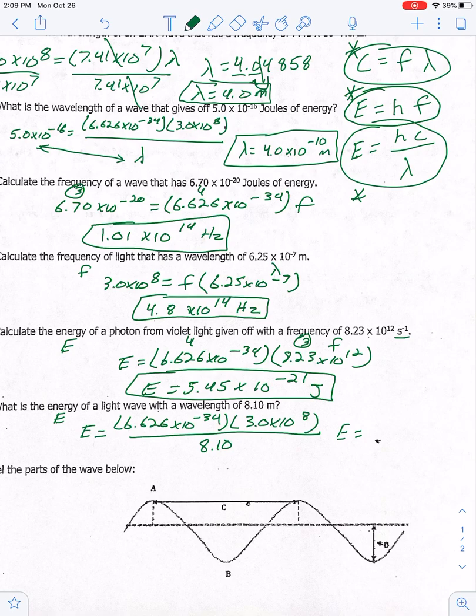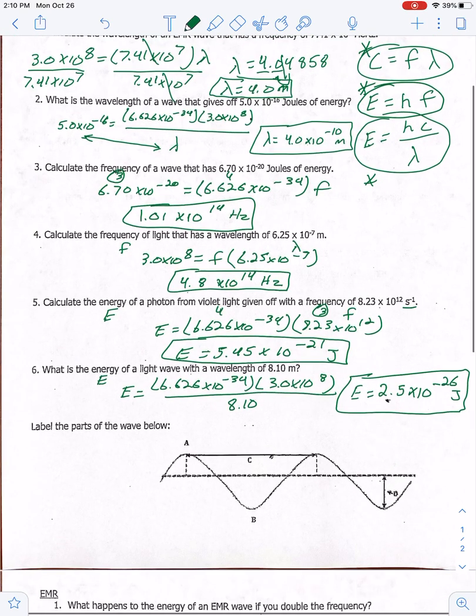Okay, so I have 4 sig figs for my H, I have 2 for my C, and then I have 3 on the bottom, so my answer can only have 2. So my answer, we got 2.5 times 10 to the negative 26 joules. Again, if you use 3.00, that's fine. You would just have 3 sig figs instead of 2.